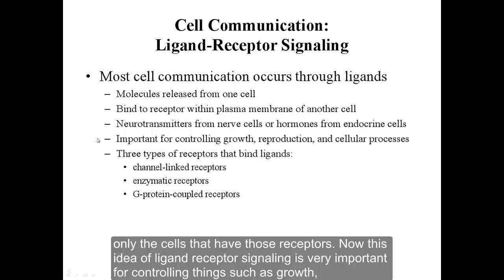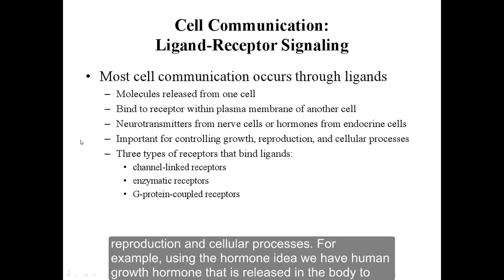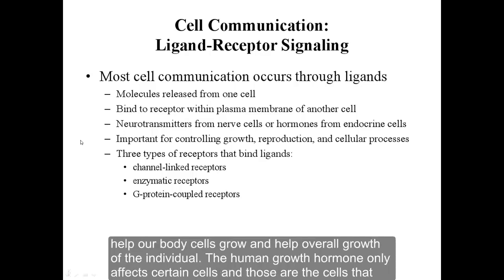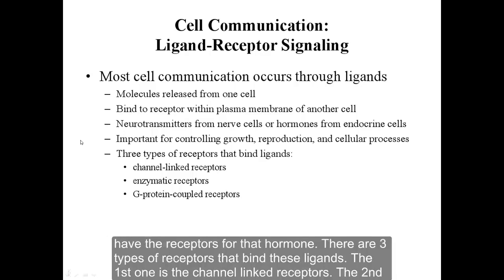Now, this idea of ligand receptor signaling is very important for controlling things such as growth, reproduction, and cellular processes. For example, using the hormone idea, we have human growth hormone that is released in the body to help our body cells grow and to help overall growth of the individual. That human growth hormone only affects certain cells, and those are the cells that have the receptors for that hormone.